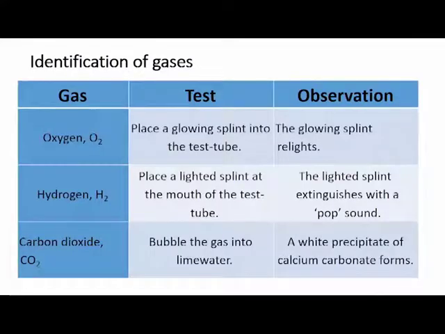Then we move to identification of gases. According to our module, students should know the test and the results or the observations for testing 5 gases, which are hydrogen, oxygen, carbon dioxide, ammonia, and chlorine. In most cases, students tend to confuse the test for oxygen and hydrogen, but in the table it's clearly visible that there's a difference. Oxygen is tested with a glowing splint, and hydrogen is tested with a lighted splint. The results or the observations are far different from one another.